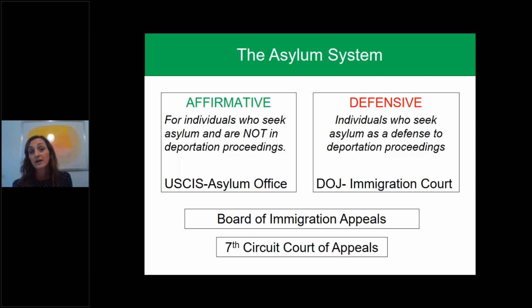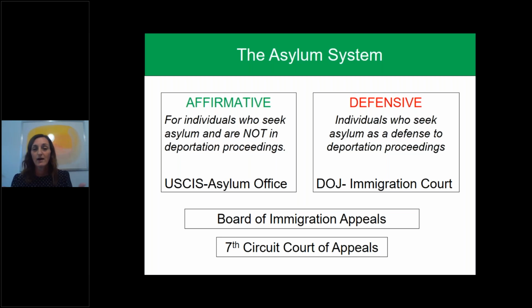Other clients are going to be applying defensively, is what we call it, and these are individuals who are currently in removal proceedings, so they have come into contact with immigration officials, and a notice to appear has been issued for them, so they are before the court. They are admitting that they are not here lawfully, but they are saying that their defense to being removed and returned back to their home country is that they are eligible for and deserving of asylum. So for those individuals, you will be representing them in immigration court before the Department of Justice.